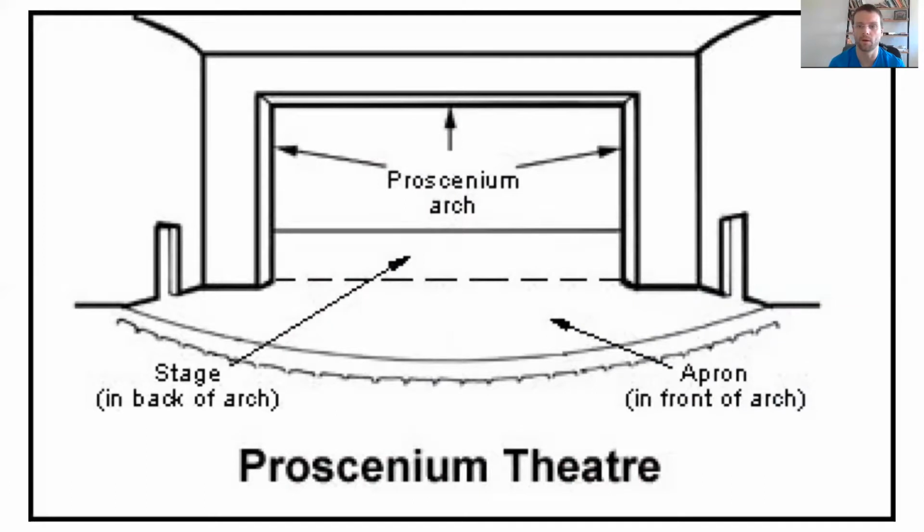Again, here's another good diagram of a really exaggerated thrust. So you can see this looks like it's probably 20 or 25 feet thrust all the way out into the audience. Again, here's our proscenium arch for our postcard. And in a theater like this, you could stage almost an entire production on the apron.